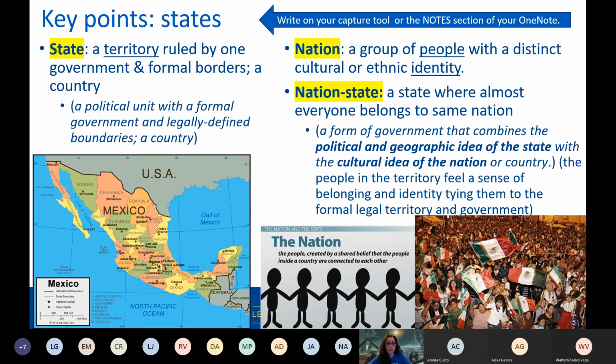A nation state is a state, so a place with a legally defined border and a government where almost everybody belongs to the same nation. So everybody feels connected to one another culturally as part of their identity. A nation state is what you want because they're pretty stable, because what you have is people who feel connected, ruled by a government that they feel connected to.